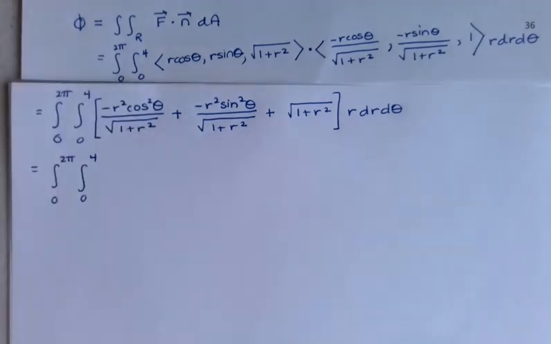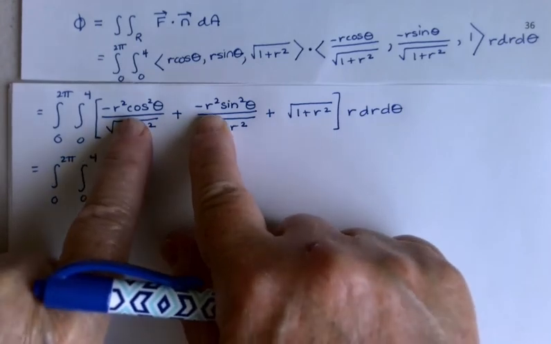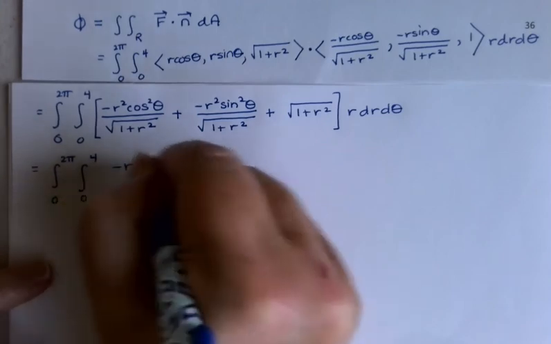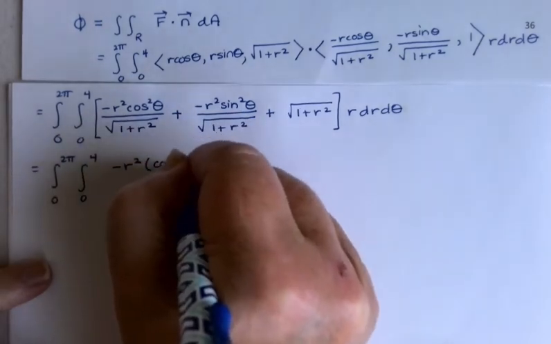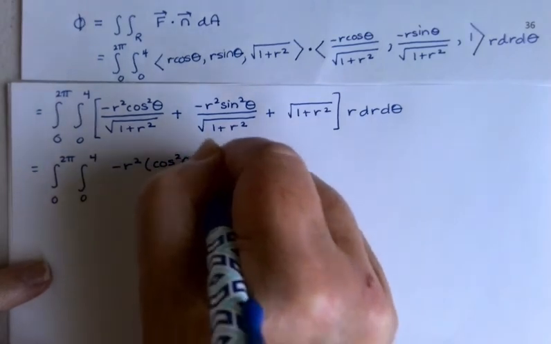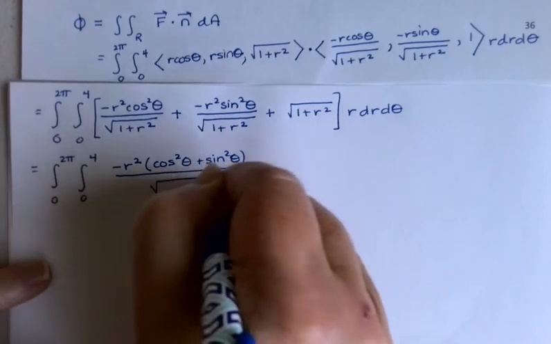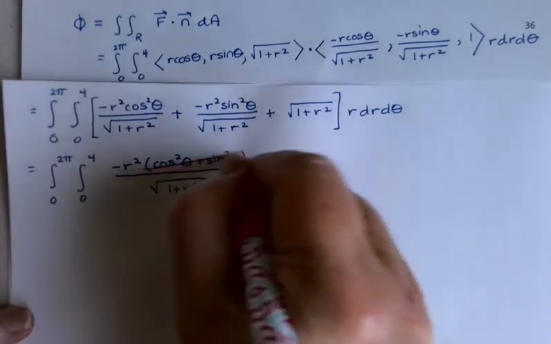All right, let's see if we can be clever here and figure out how to deal with this. I'm thinking that we could combine these two terms since they have a common denominator. And in the numerator, if I factored out a negative r squared, I'd have cos squared plus sine squared, which is just going to be 1. So that's really nice. Just going to get rid of that. That's just 1.